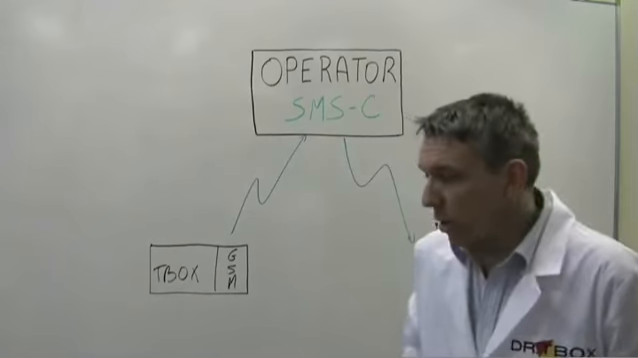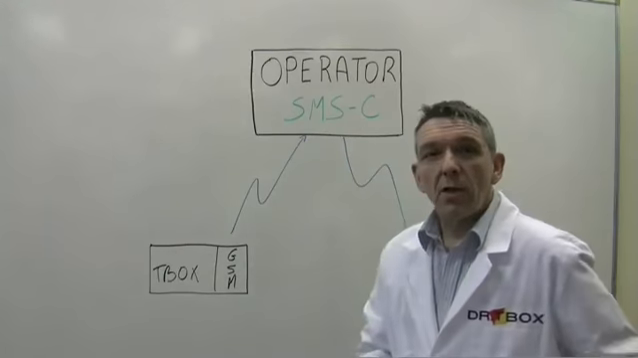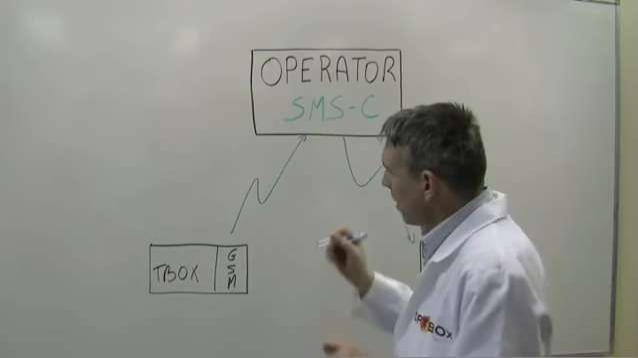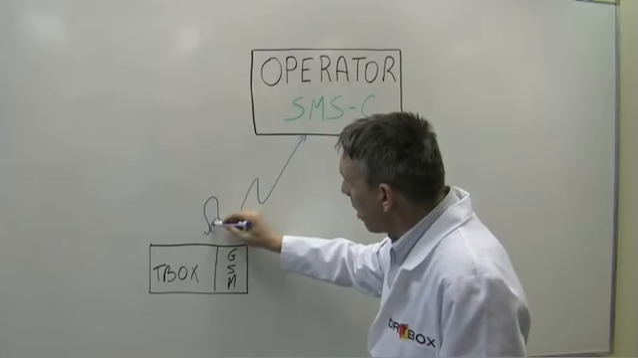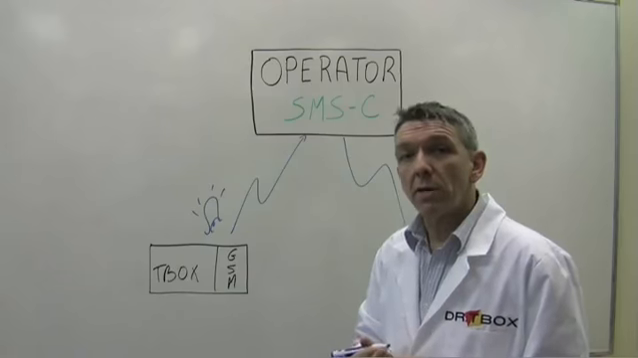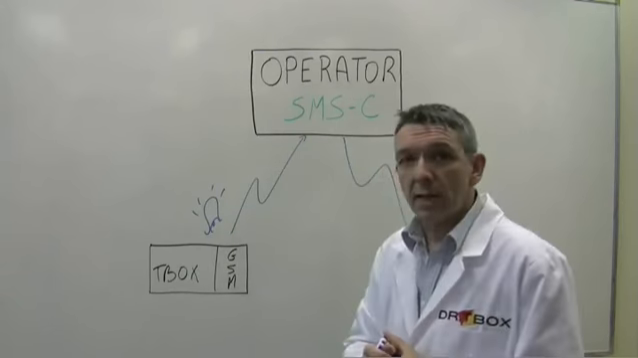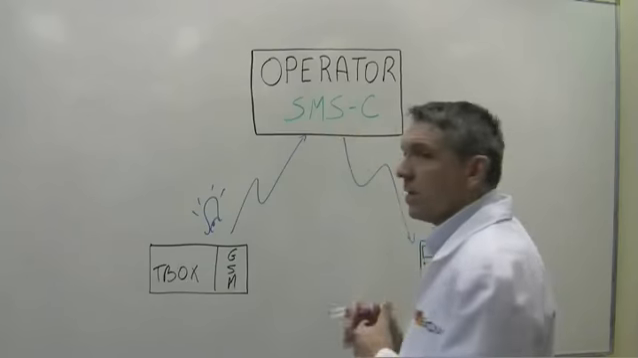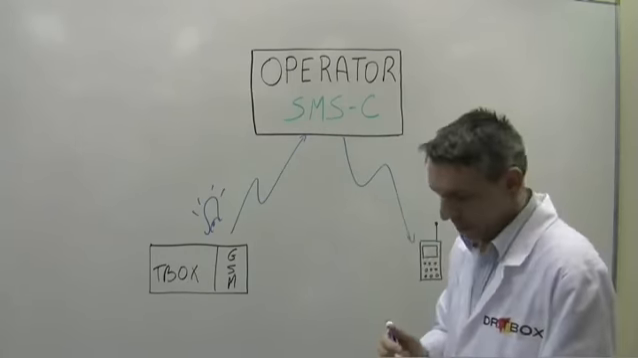Let's now take a look in which condition the T-box will send an SMS. T-box sends an SMS when there is an alarm. An alarm happens in T-box that requires the sending of an SMS. This SMS is sent to the center, and the SMS center will send the SMS to the recipient.